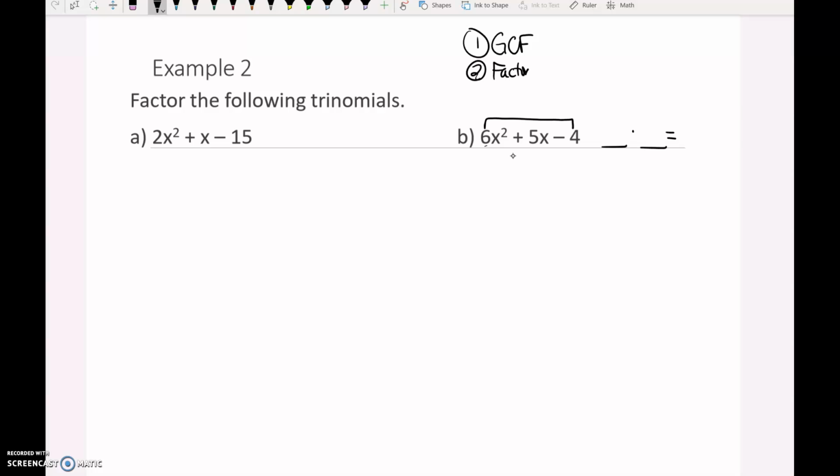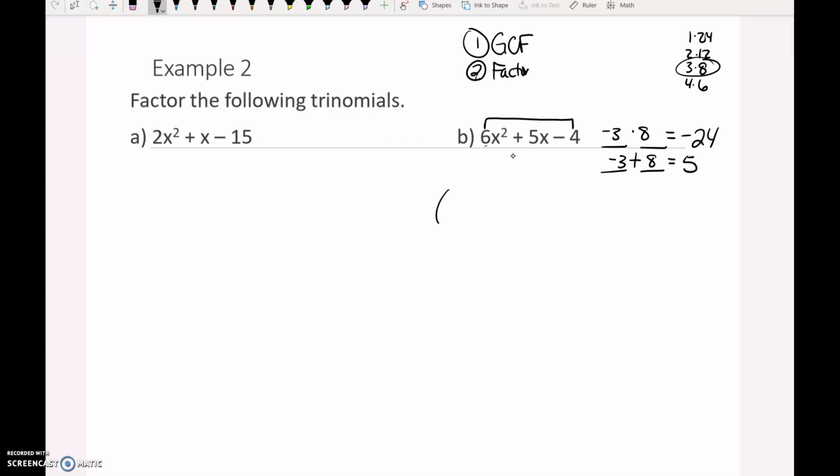We're looking for 2 numbers that multiply to give us -24. Those same numbers have to add up to 5. We got 1 times 24, 2 times 12, 3 times 8, 4 times 6. I think 8 and 3, so -3 and 8. I'm going to show you guess and check again, and then I'll show you factor by grouping.